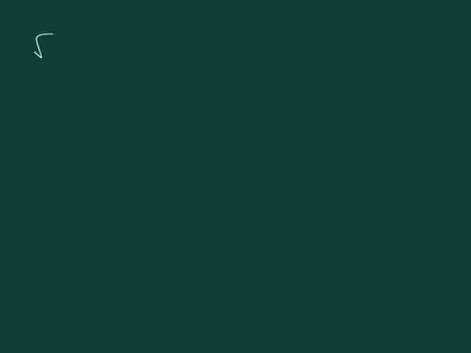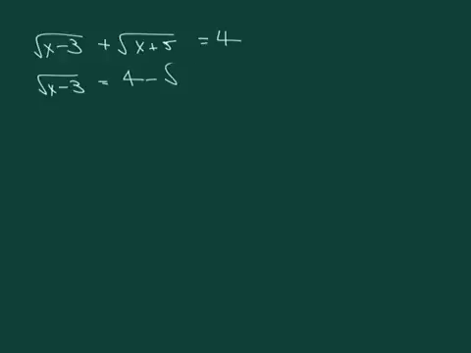Alright, example 4: the square root of x minus 3 plus the square root of x plus 5 equals 4. What do I have here? I've got two radicals. And I said we have to isolate the radical. We need to get a radical on one side of the equal sign by itself. So we're just going to move the second one and leave that one there. That gives me 4 minus the square root of x plus 5. Okay, now I'm going to square both sides.